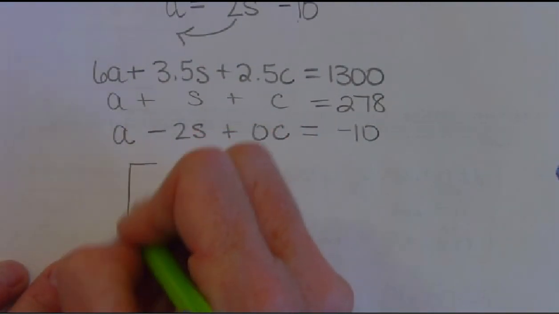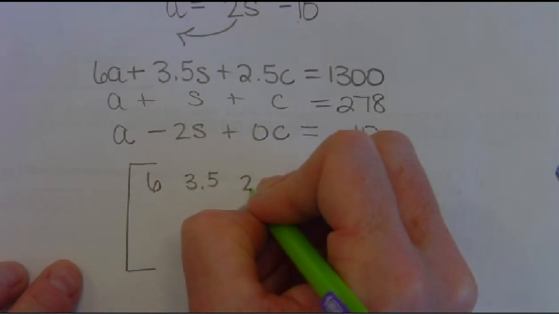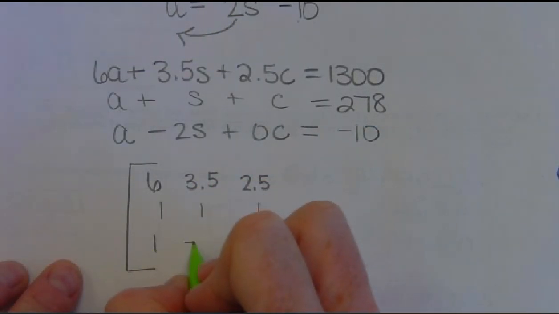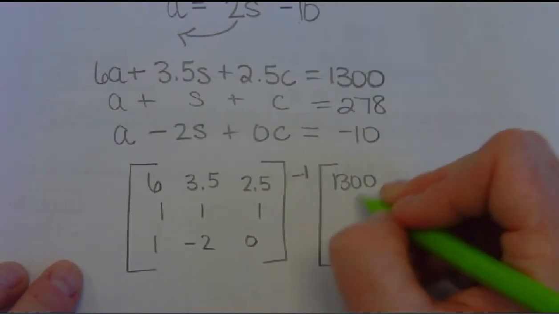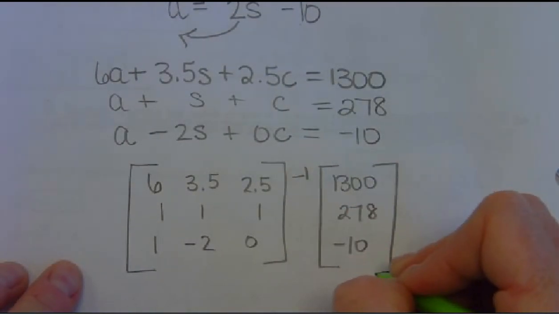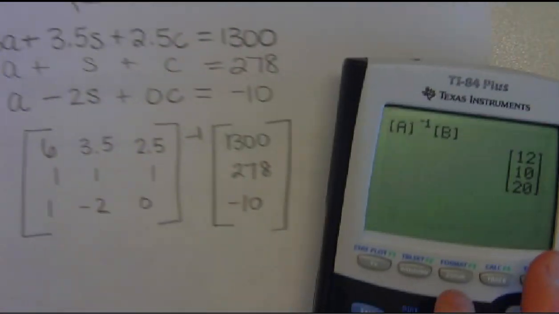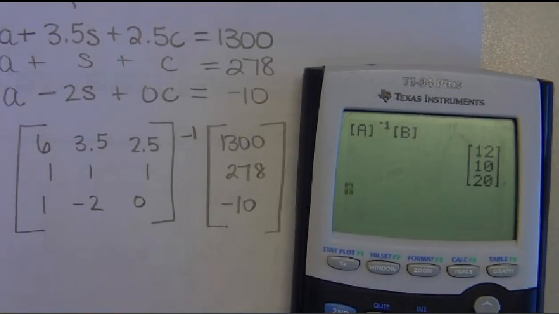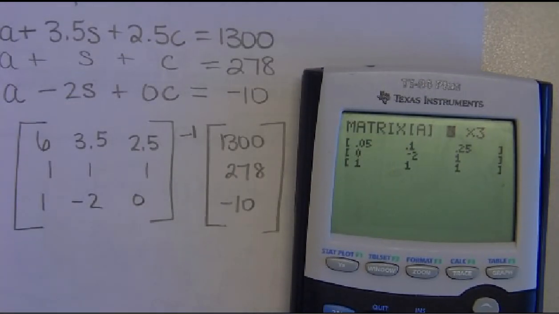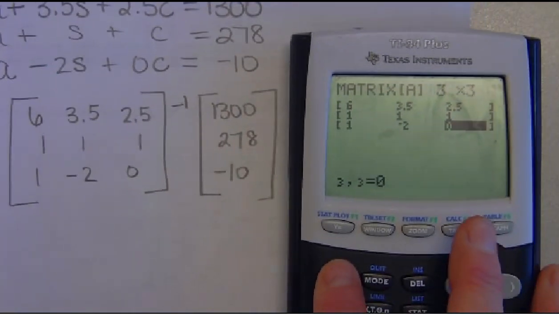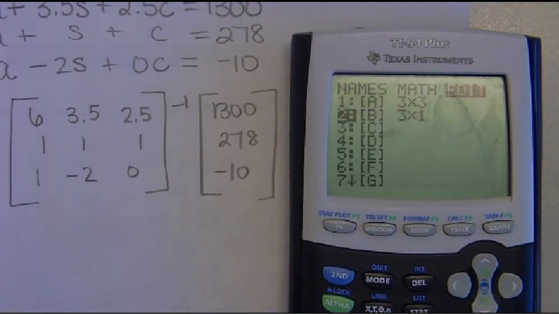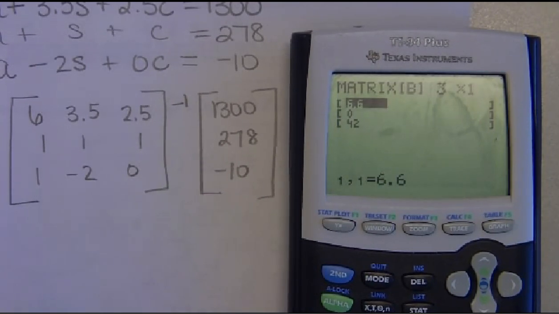Once I have that set up, I put it in my matrix, just like we've done in the past. I'm going to take the inverse of that matrix and multiply it by that one. And then I'm going to get out my calculator and punch in the information. So again, go to Matrix, over to Edit. This again is a 3 by 3. So I go 6, 3.5, 2.5, and make sure you're hitting Enter in between each one. I again go second Matrix, over to Edit, and I go down to B this time. B is again a 3 by 1.